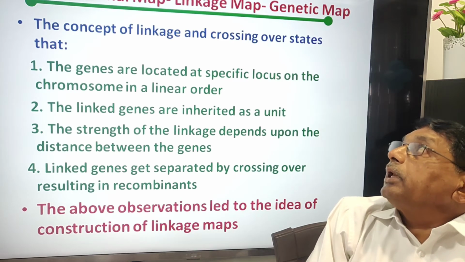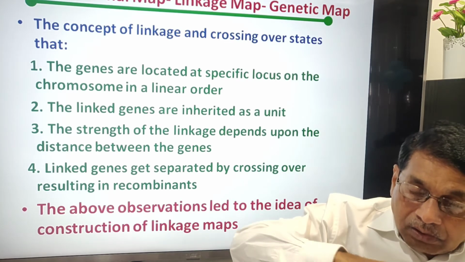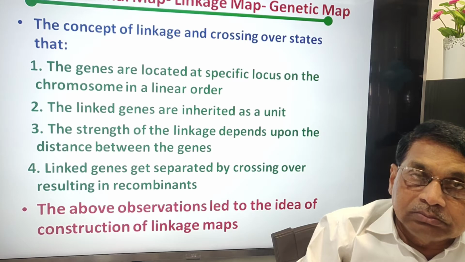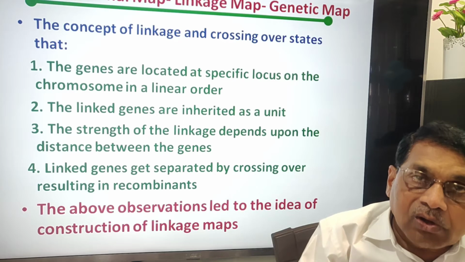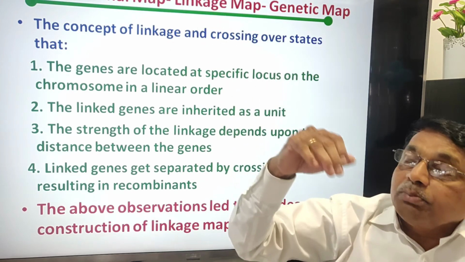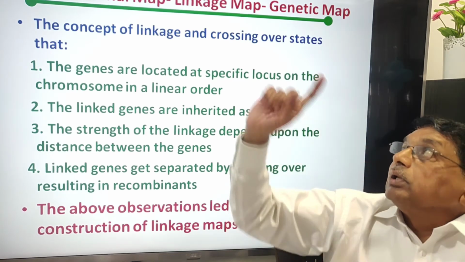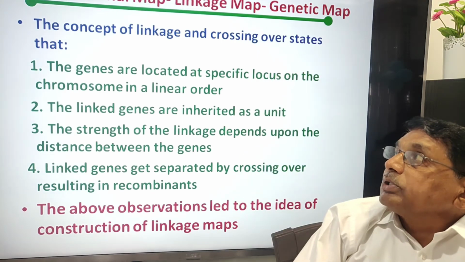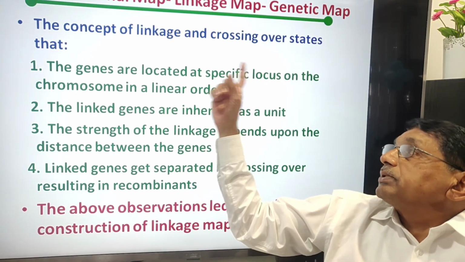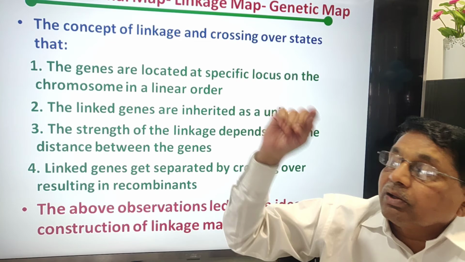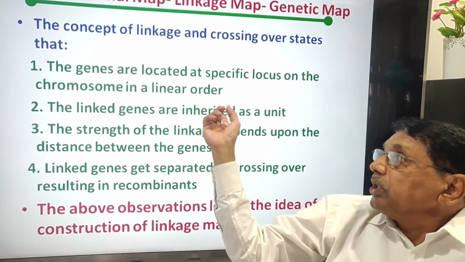Chromosomal map, linkage map, genetic map, these are almost the same. Chromosomal map means how many genes are present on the chromosome, what is the sequence, which genes are linked, which genes are non-linked. Similarly, linkage map, same. If there are two genes, whether there is linkage or not. Then genetic map. The concept of linkage and crossing over states that genes are located at specific loci on the chromosome in linear order. Linked genes are inherited as a unit.